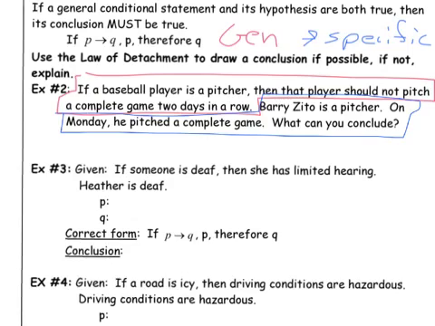So here's my specific. Well, we learned that if a baseball player is a pitcher, then that player should not pitch a complete game 2 days in a row. Well, Barry Zito is a pitcher, and on Monday he pitched a complete game. So what can we conclude? We conclude that on Tuesday he should not pitch. Okay, we had a general statement, specific example. So a general if-then statement and a specific example where the hypothesis was true, right? We have a pitcher, we have a pitcher.